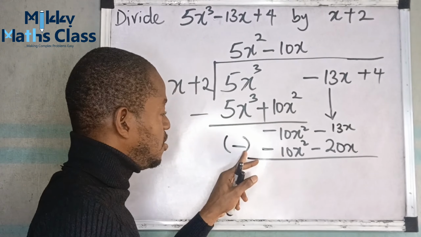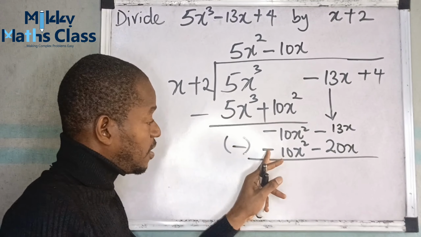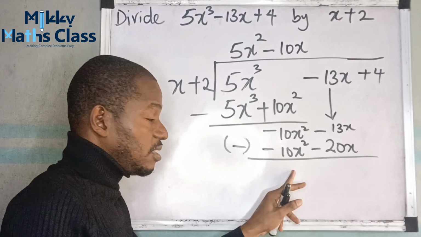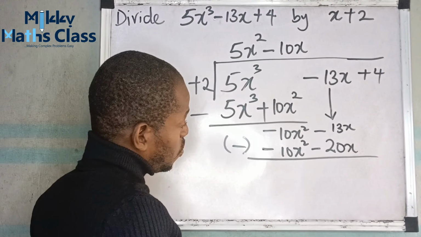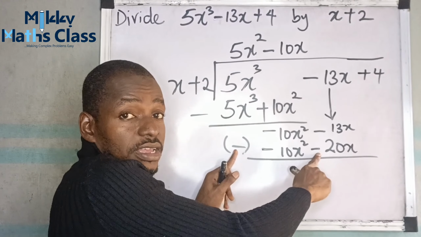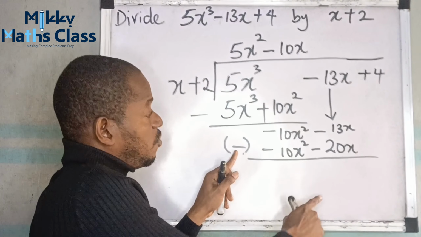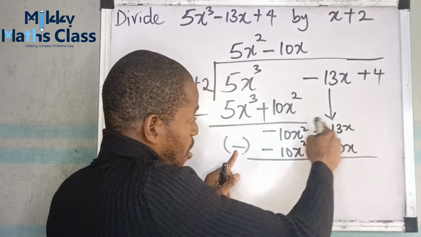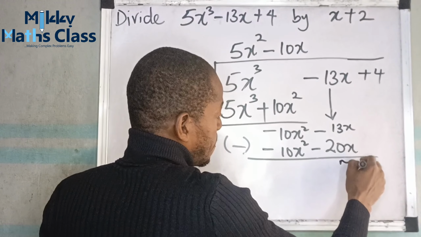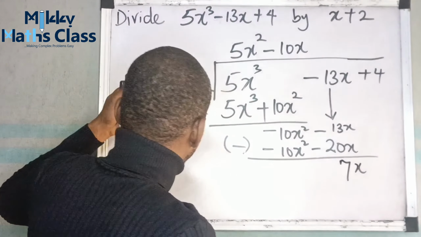So this and this will go off because negative times negative will give us positive. Negative 10x squared plus 10x squared, that goes off. So this negative will affect this negative sign here. It will become positive. So negative 13x plus 20x, that will give us 7x. Now we are pretty much done.